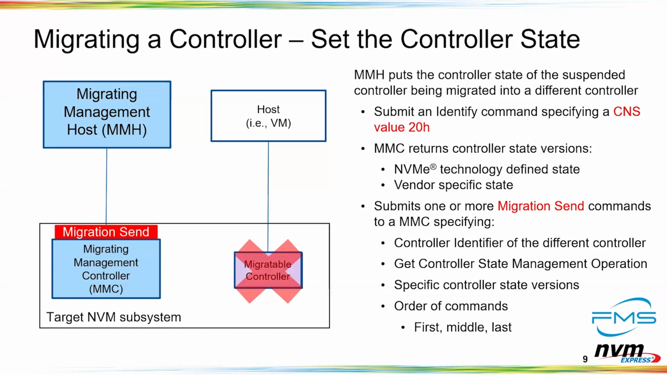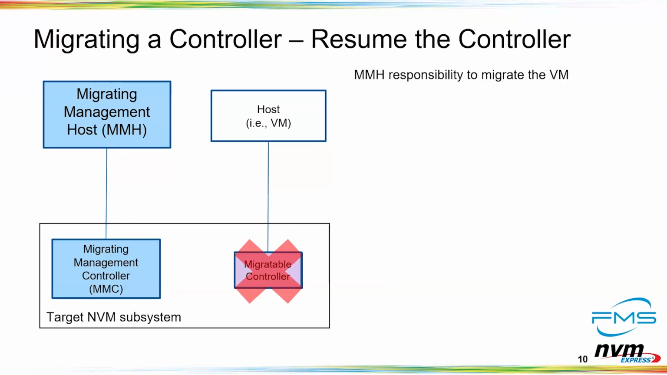You have the ability to send one or more of the migration send commands to set the controller state, depending on the size. There is an ordering. We identify the first one, and then there's a middle, and then a last, and it's up to the controller receiving this message to validate the data before it accepts the actual controller state data. Now, as you can see here, the migratable controller, after setting the state, was turned purple. That reflects the state that from the source NVM subsystem where it was purple there, now we set the state here. So it is ready to be hosting part of the migrated host once we want to start operations up again.